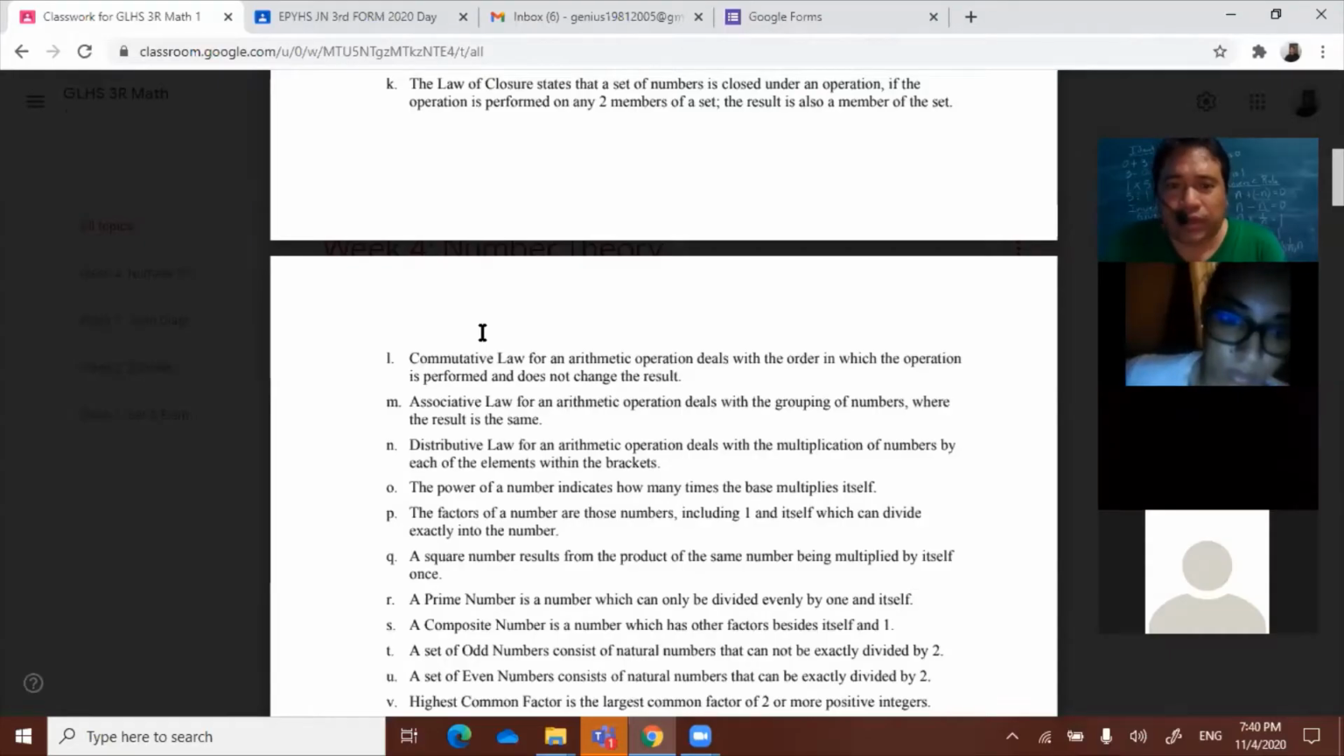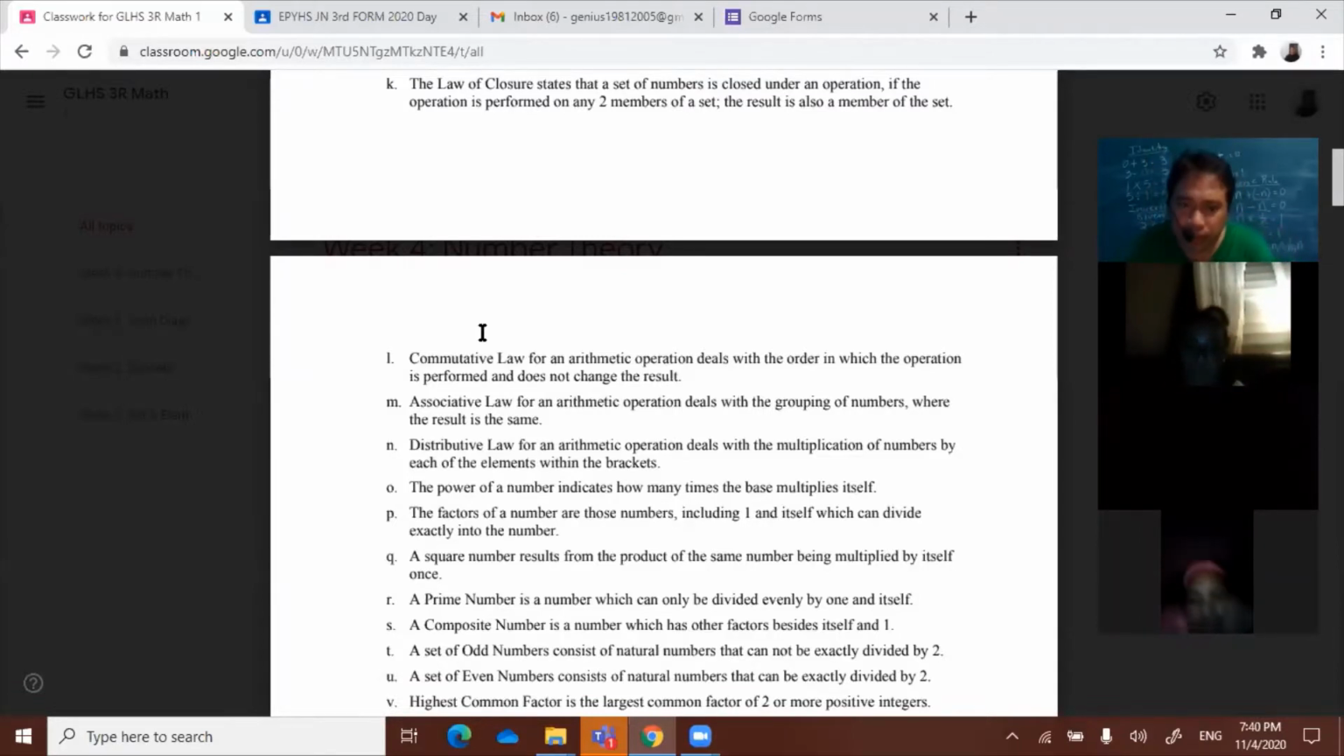The next two, and we're going to finish up there for today. The next one is known as the associative law. An associative law for an arithmetic operation deals with the grouping of numbers, where the result is the same. So grouping the numbers, if the result is the same.